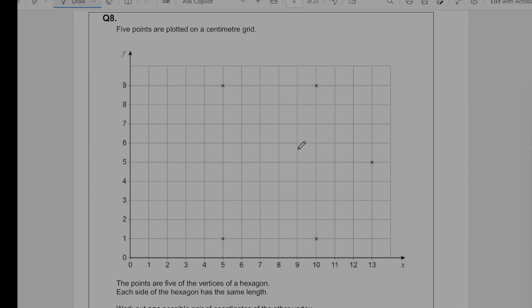Question 8. 5 points are plotted on a centimetre grid. So we've got 1, 2, 3, 4, 5. The points are 5 of the vertices of a hexagon. Each side of the hexagon has the same length. Work out one possible pair of coordinates for the other vertex.